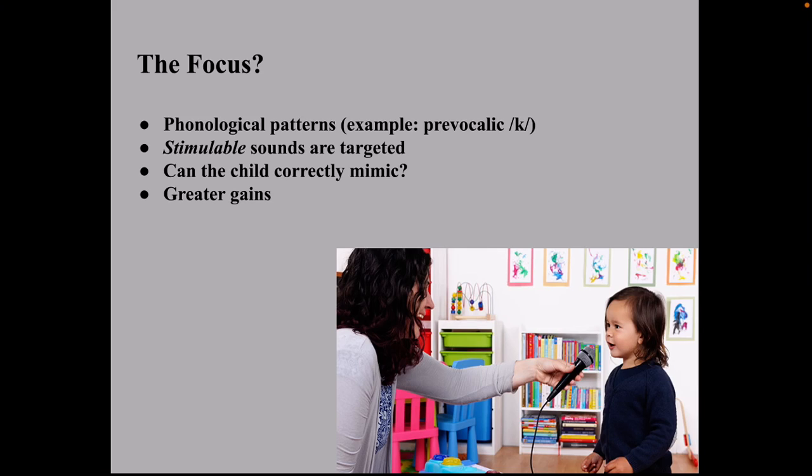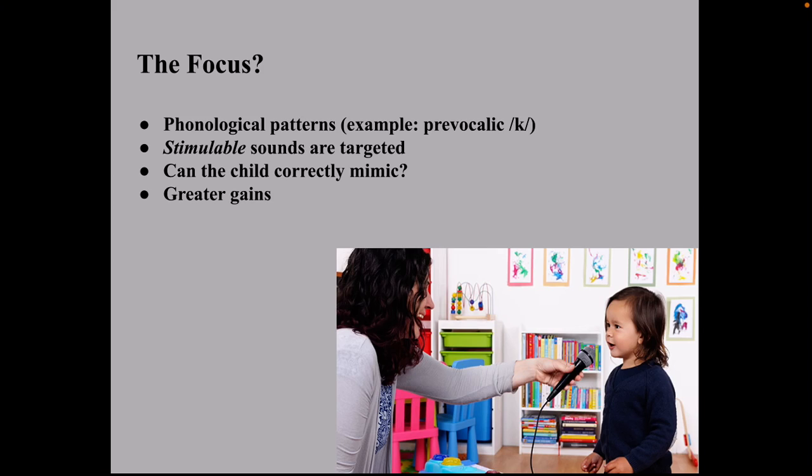Then what is the focus? The focus of the cycles approach is phonological patterns. So for example, prevocalic K, so carrot, car, or perhaps the S consonant clusters.